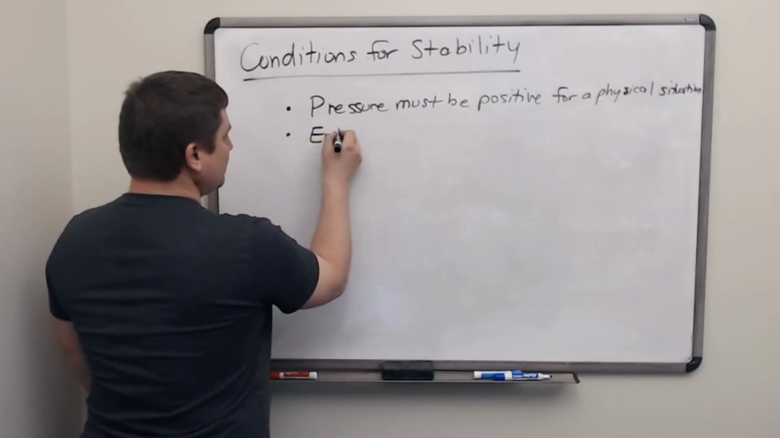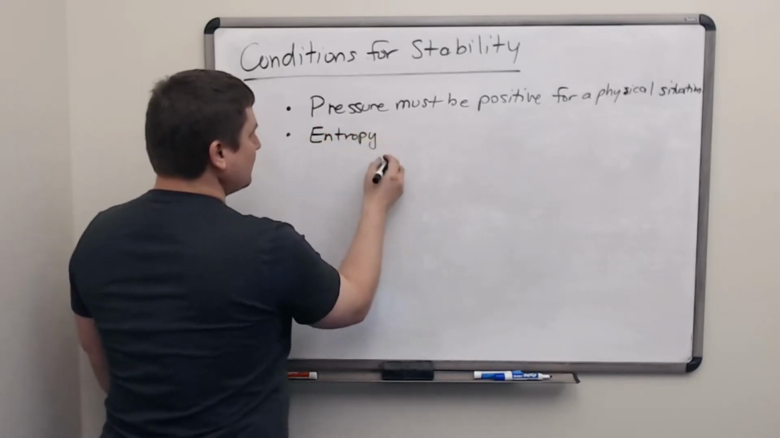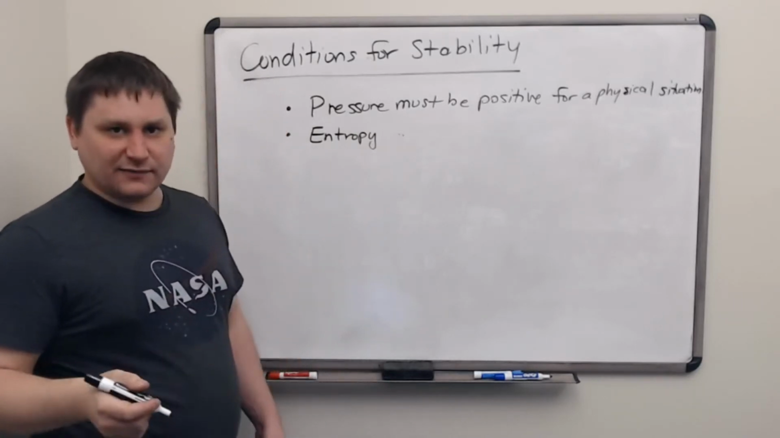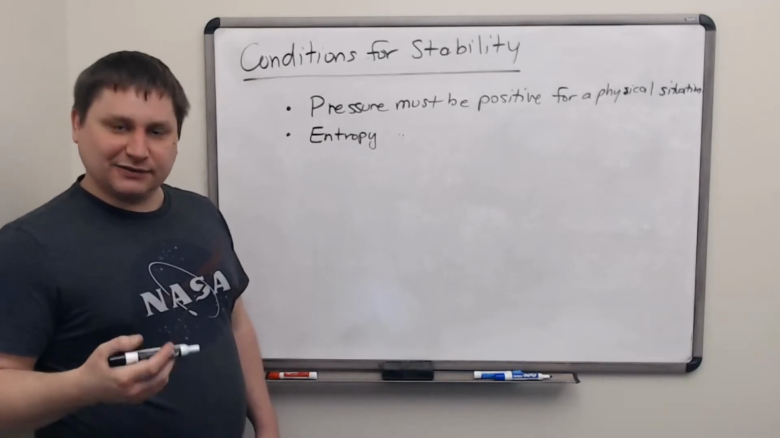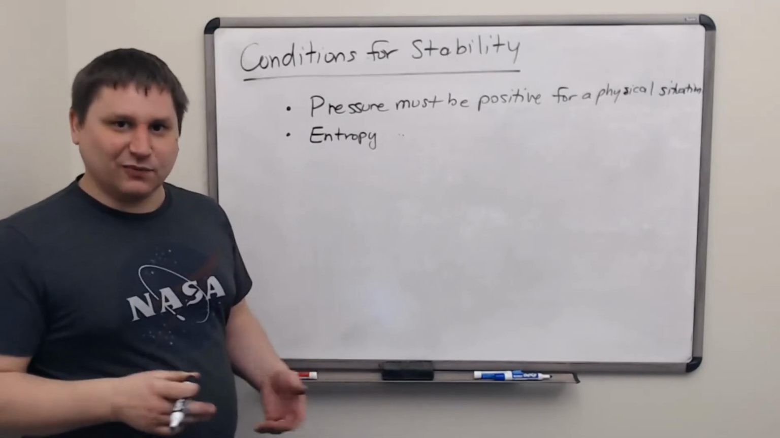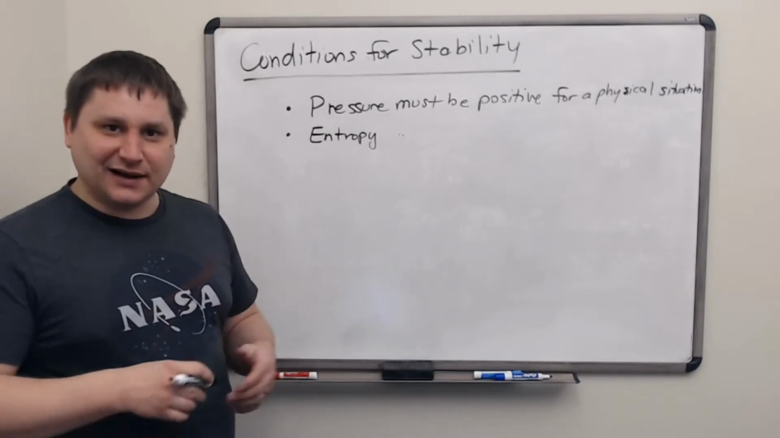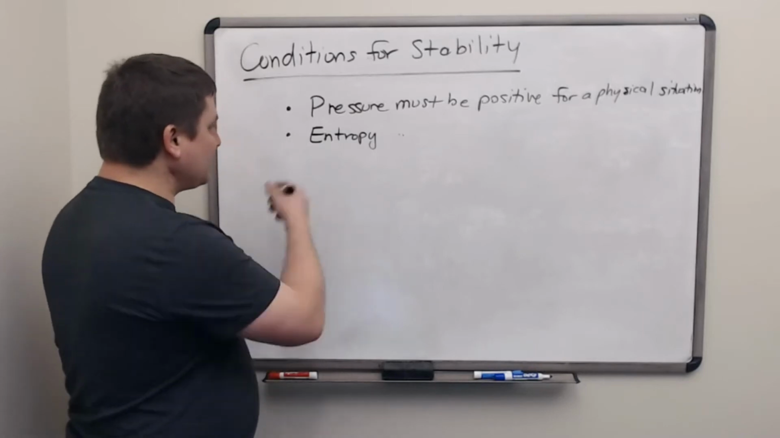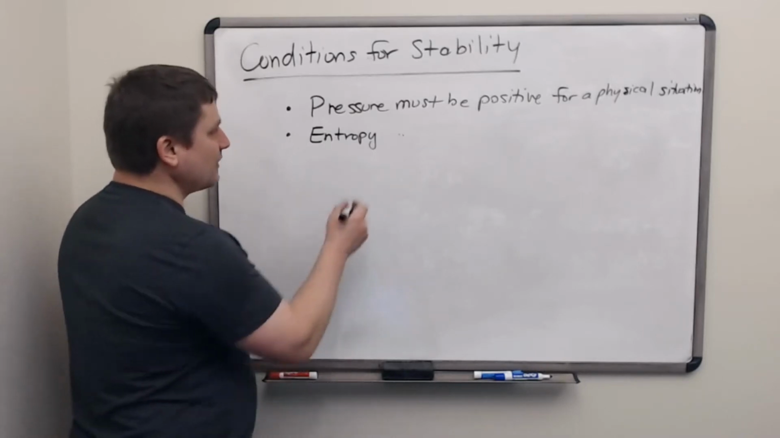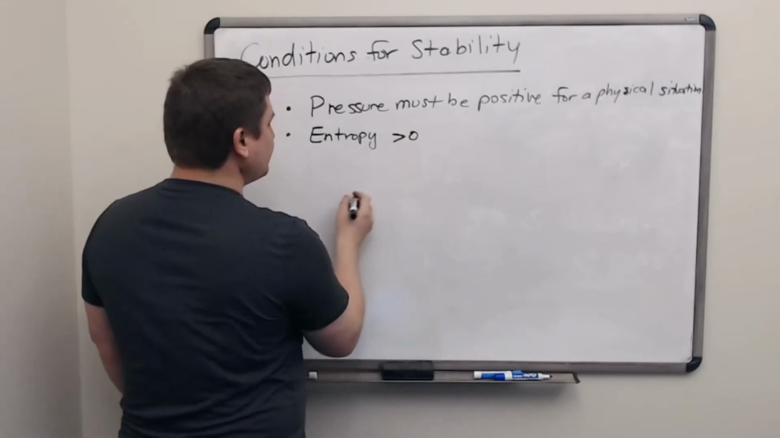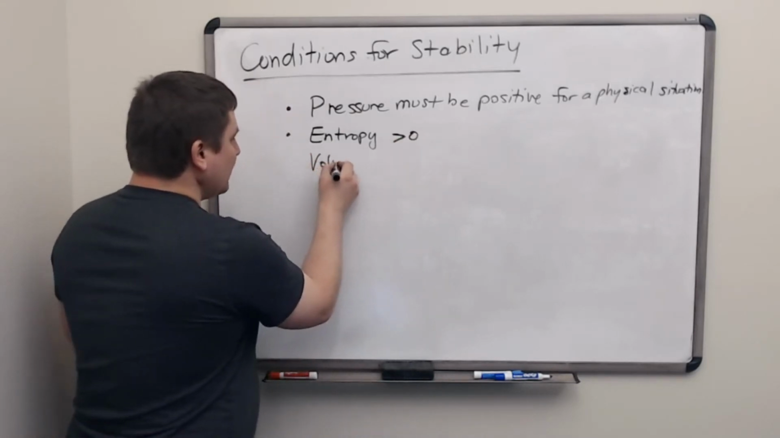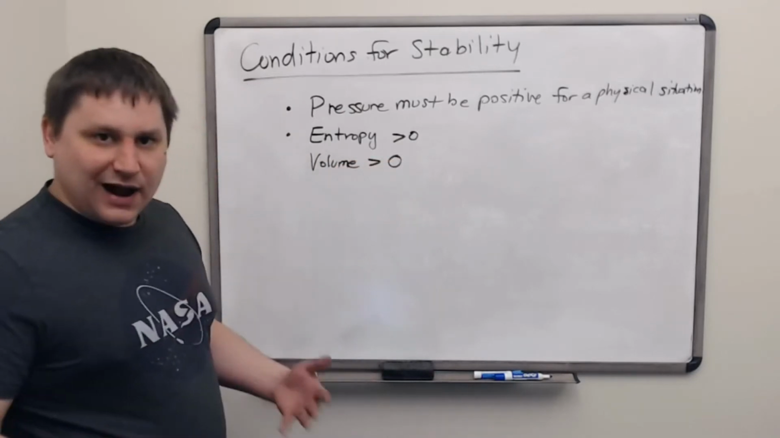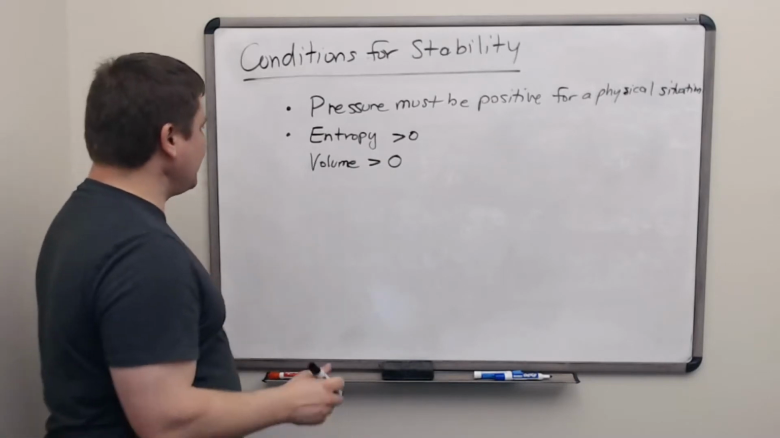Entropy must be positive, right? We know entropy is the logarithm of multiplicity, and a multiplicity is at least one. There's at least one state for every realistic microstate. So the entropy must be positive. If we work with the Gibbs free energy, where we derive the formula for volume by a derivative, the volume must come out to be positive.